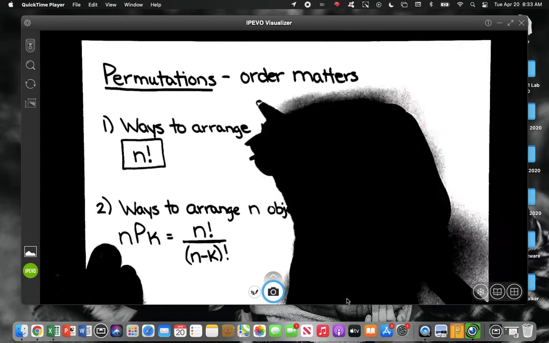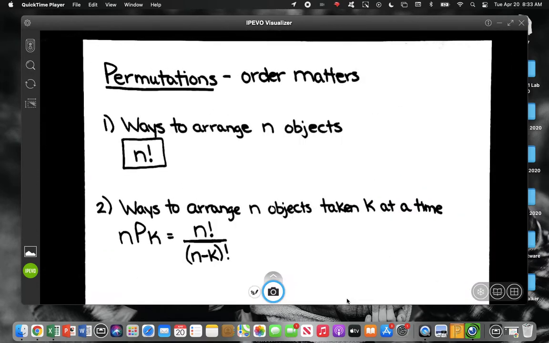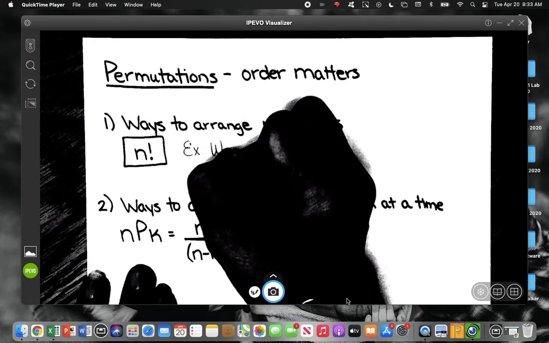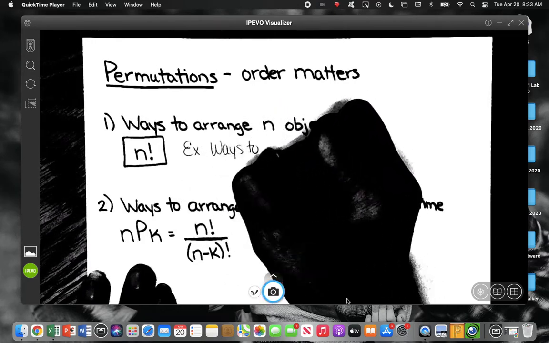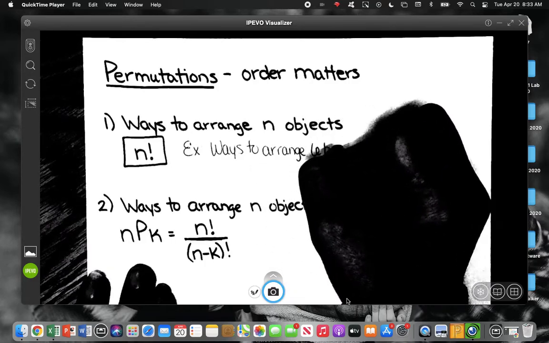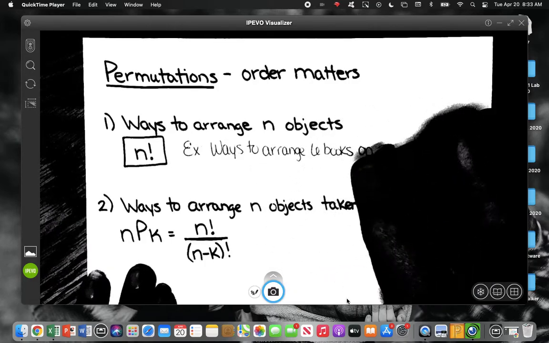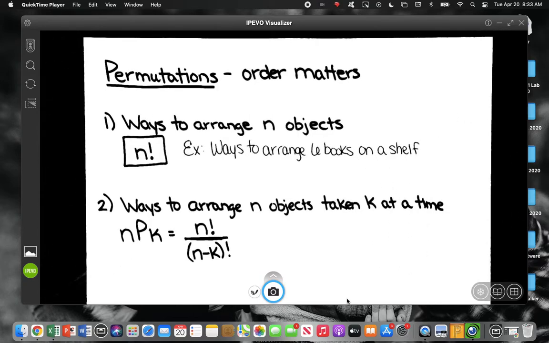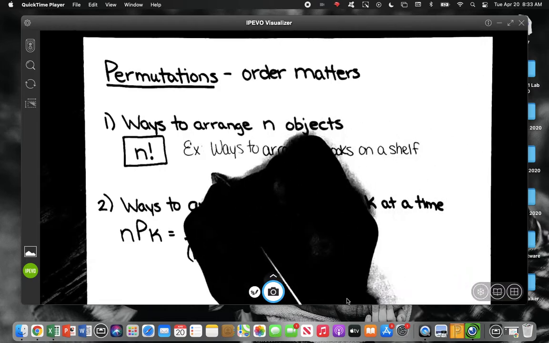All right, so the example here, I need a pen that works. There we go. All right, so the number of ways to arrange 6 books on a shelf. That means that we're arranging all of those. So we would just do 6 factorial.